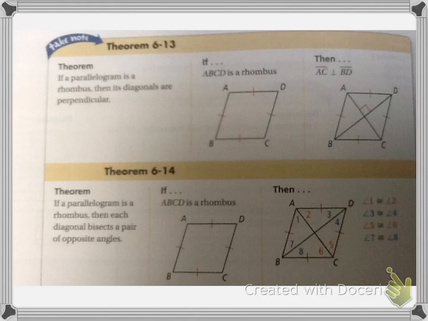In Theorem 6.13, if a parallelogram is a rhombus, then the diagonals are perpendicular. So along with the congruent sides, the diagonals are perpendicular, okay, and they're going to form right angles. Okay, and if the parallelogram is a rhombus, the diagonals bisect a pair of the opposite angles. Okay, so angle 1 is congruent to angle 2, angle 5 congruent to angle 6. So they're angle bisectors as well. They're perpendicular to each other, and they're angle bisectors.